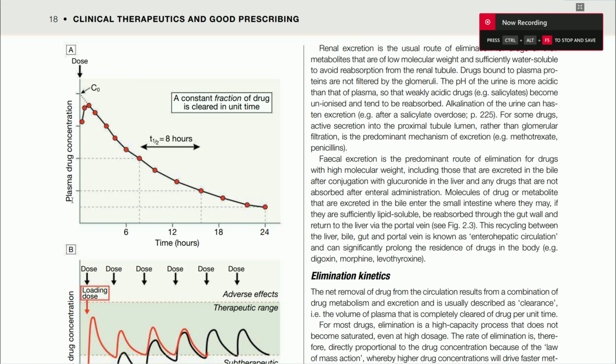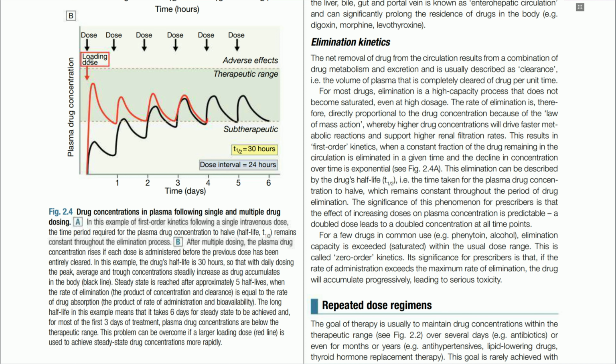Figure A, plasma drug concentration, time in hours 6, 12, 18, 24. A constant fraction of drug is cleared in unit time. Half-life is equal to 8 hours, C0. Figure B, plasma drug concentration, time in days 1, 2, 3, 4, 5, 6. Half-life is equal to 30 hours, dose interval is equal to 24 hours. Loading dose, adverse effects, therapeutic range, subtherapeutic. Figure 2.4, drug concentrations in plasma following single and multiple dosing.